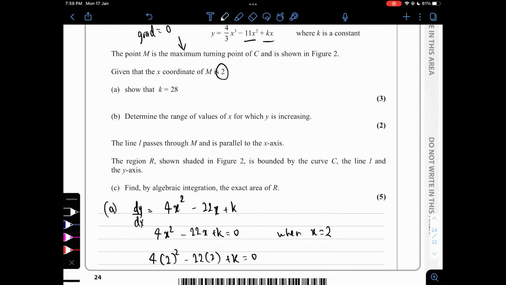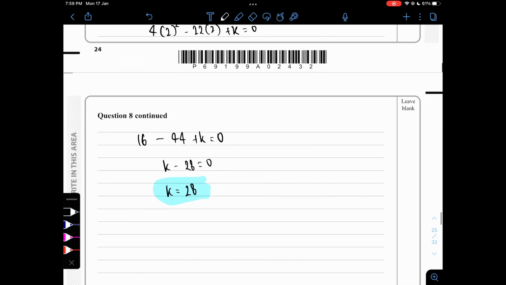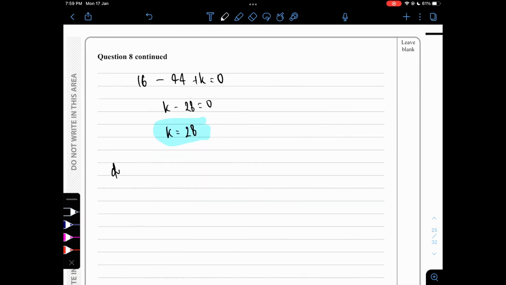Determine the range of values for which y is increasing. So how do we determine whether a function is increasing or decreasing? We have to look at what? We have to look at the dy over dx. We have to look at that, right? So let's look at that. dy over dx, so part B.